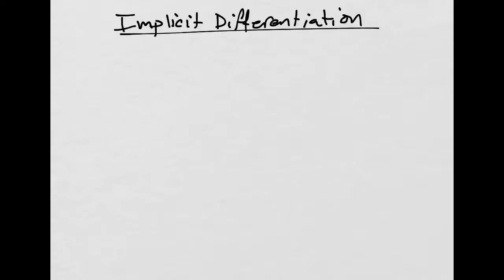Okay, we're going to take a look at implicit differentiation. What does this mean? Well, you're going to be taking the derivative of functions where you don't actually know what the function is. I still don't know what that means. Doesn't matter. Here's what I want to say.